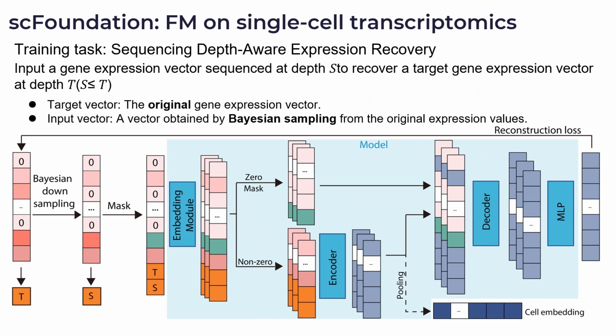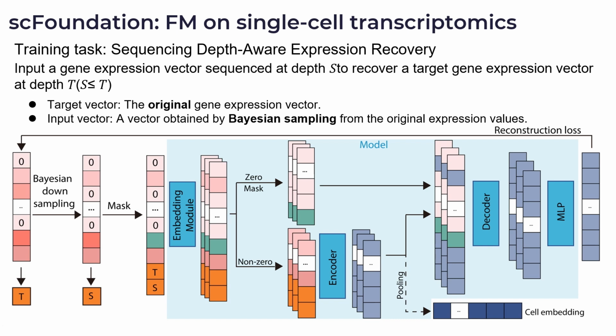To train the model, we designed a sequencing depth recovery task. In this task, the model receives a gene expression sequence that has been downsampled using Bayesian sampling, with part of the sequence masked. The goal of the task is for the model to predict the corresponding longer original gene expression sequence. During the training process, we update the model's parameters by calculating the loss between the predicted sequence and the original sequence.